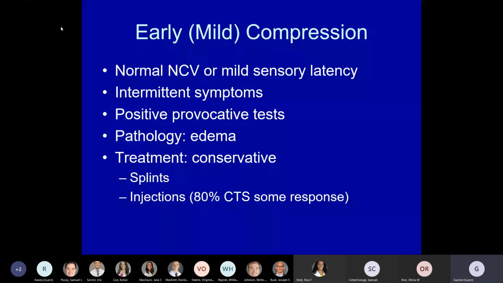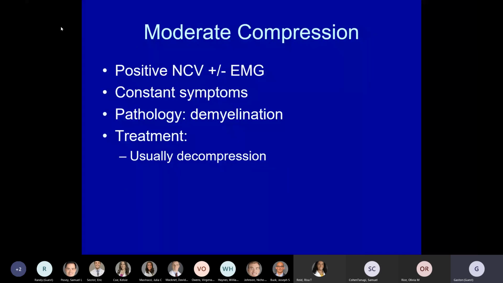Moderate carpal tunnel, now you're going to have positive nerve studies and maybe some early EMG changes. Symptoms go from transient to constant. The pathology is demyelination. So that's your buzzword for more of your moderate. And the treatment is typically going to be surgical decompression.